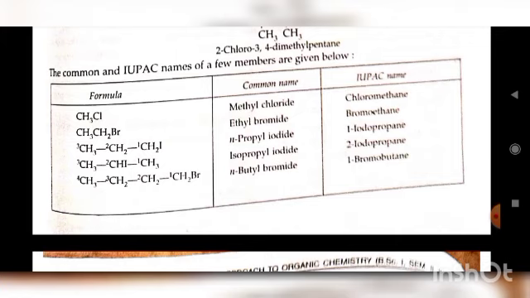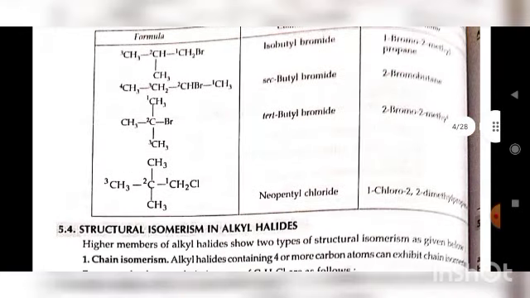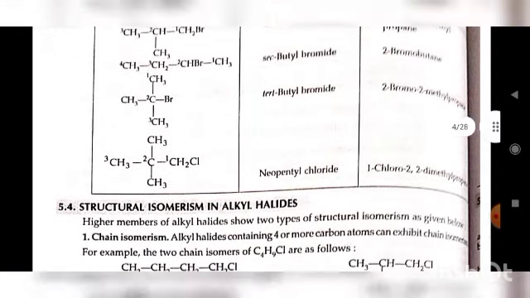CH3CH2Br. Common name: ethyl bromide. IUPAC name: bromoethane. Structural isomerism in alkyl halides.